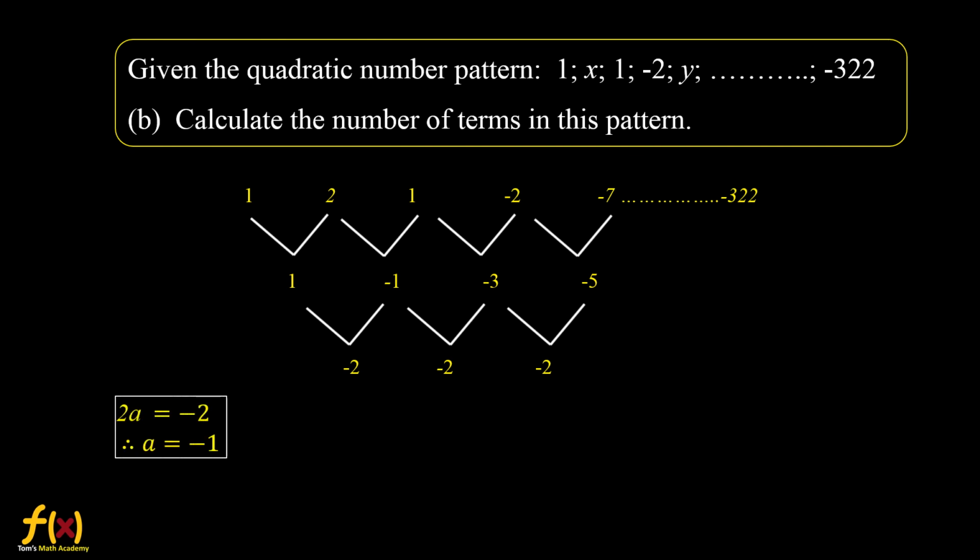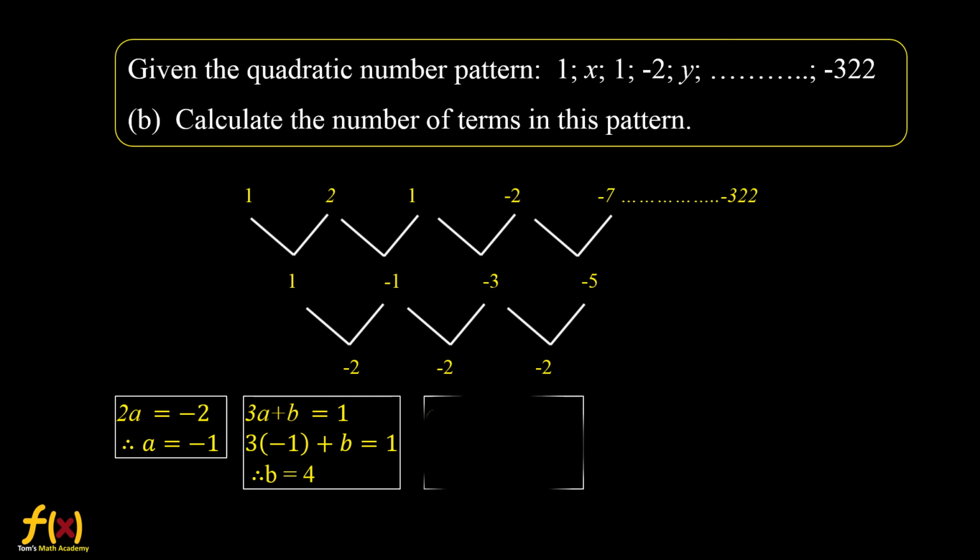Then we continue our usual method. 2a equal to minus 2, therefore a equal to minus 1. 3a plus b equal to 1. Substituting a equal to minus 1 and solving for b, we get b equal to 4. And then a plus b plus c is equal to 1. Substituting a and b, we get c equal to minus 2.